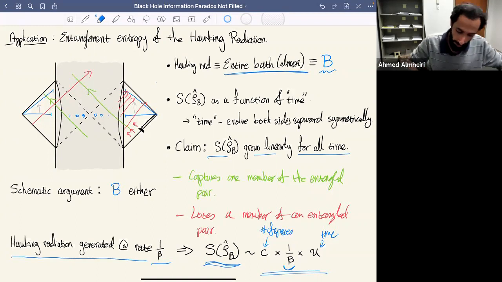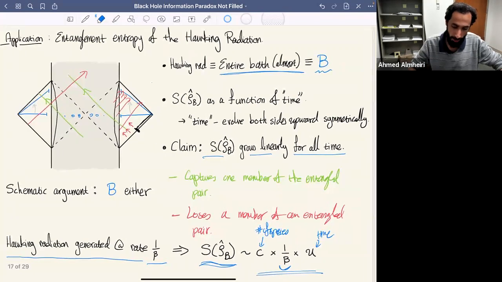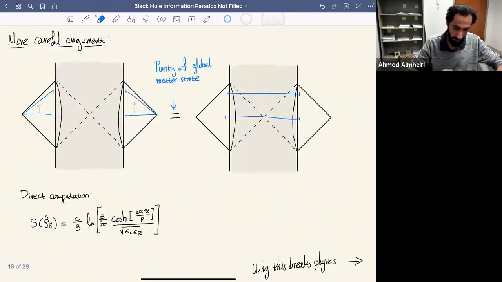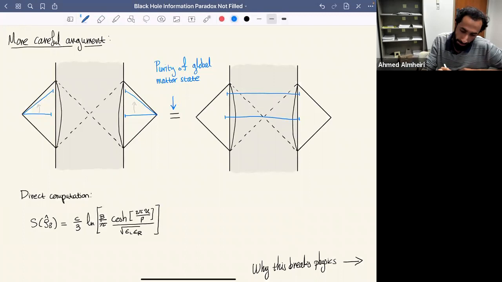Okay, so that was the schematic argument, but we developed all this machinery of entanglement entropy and so on, so let's use that. So let me give you the more careful argument. So here's the space-time again.